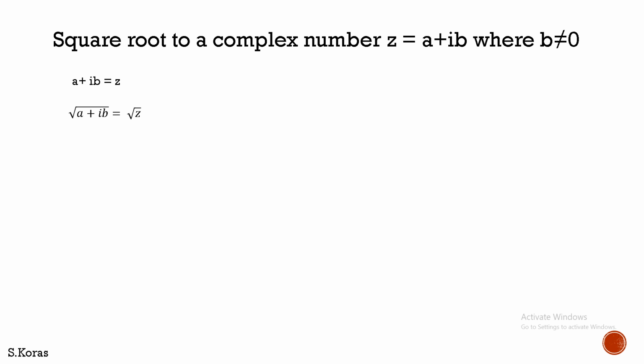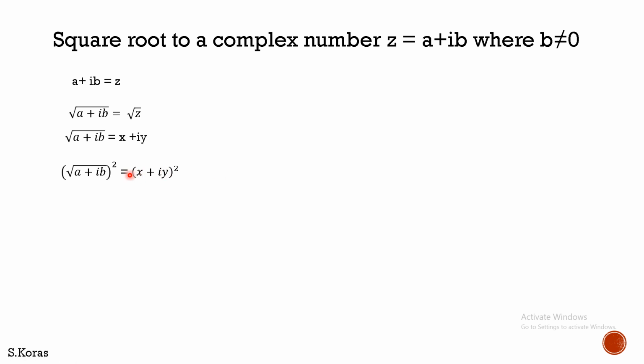Now if you take the square root of this complex number, you will get some other complex number. Let us consider that complex number as x plus iy. Right. Now we have to find what is the x value and what is the y value. That is our main goal. Right. Now let us square it on both sides.